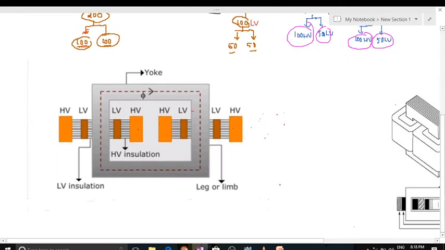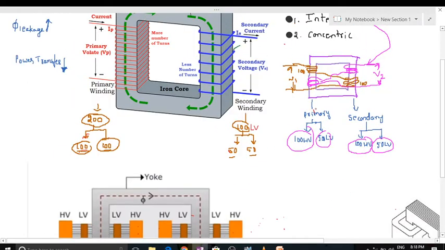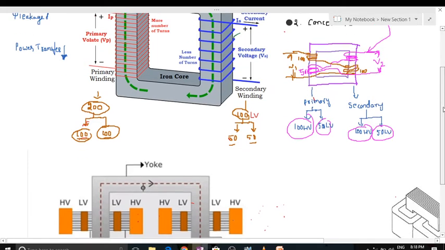The concentric winding procedure is placing the windings one after another. Here there are 100 HV turns and 50 LV turns. Generally, first of all we should place the LV turns, and over that we should place the HV turns. Such a procedure is called the concentric winding procedure. I will explain how it looks now.